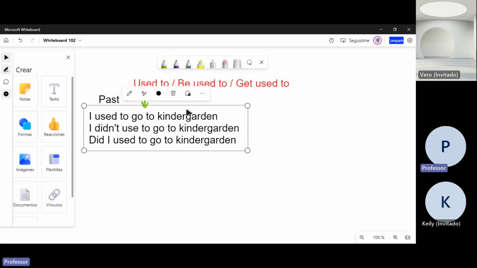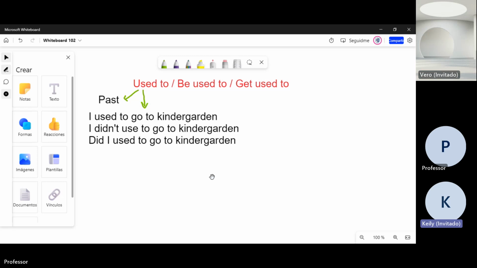So you have no questions about "used to," right? "Used to" is simple. Yes? I think the verb in the question is used without the D. Oh, I'm sorry. Yes, I'm so sorry. Don't worry. You're totally right. Thank you.